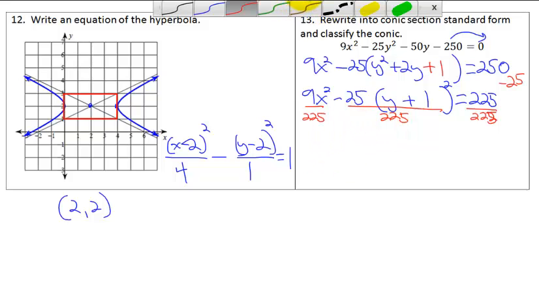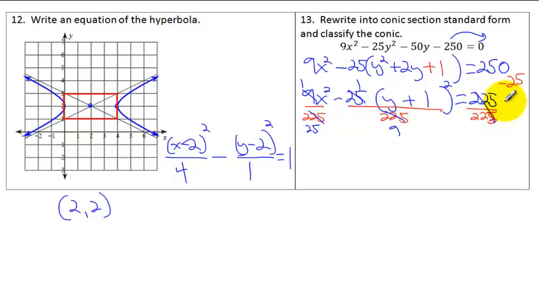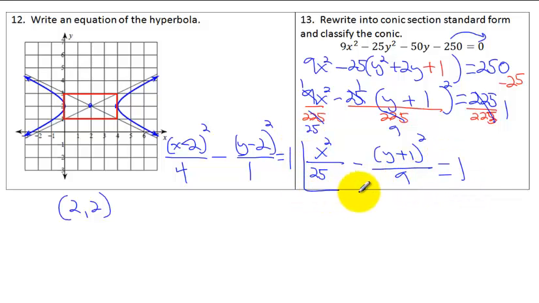And if you need to, you can get your little calculators out and check these. That reduces to 1. This reduces to 25. That reduces to 1. This reduces to 9. That cancels and becomes the number 1. So final answer, x squared over 25 minus, here I have y plus 1 quantity squared over 9 equals 1.